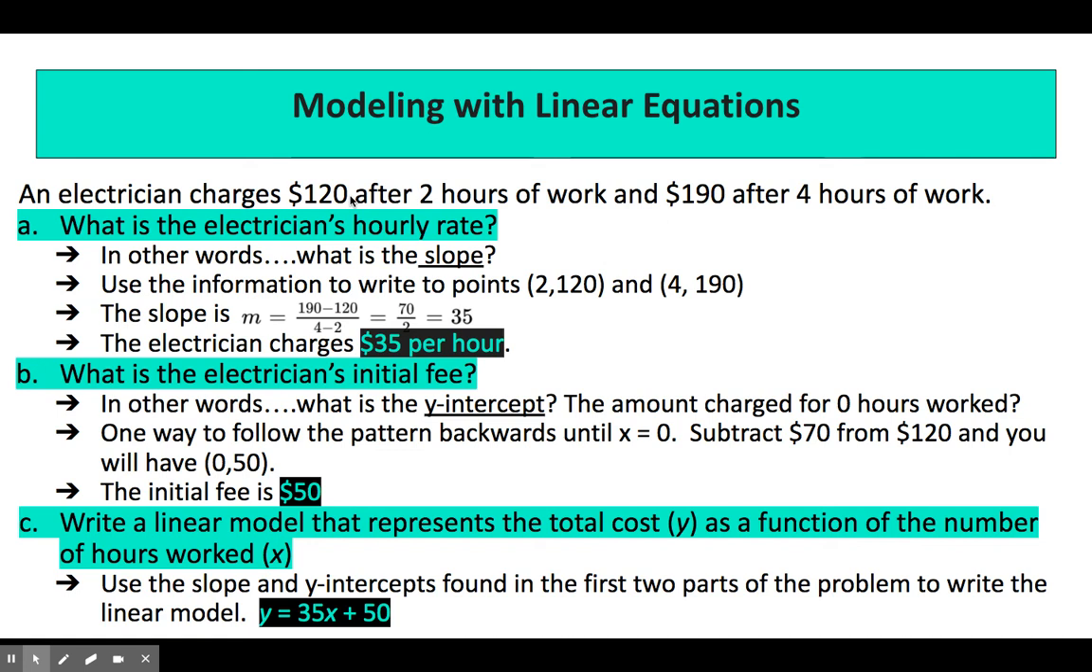after 2 hours of work and 190 after 4 hours of work. So you're figuring out the slope, then you're figuring out how much they charge to just show up if there was an initial fee, and what the cost is per hour. So they're charging 35 an hour plus 50 to just show up, which is incredibly cheap. You'll never find anybody to show up at your house for that price ever.